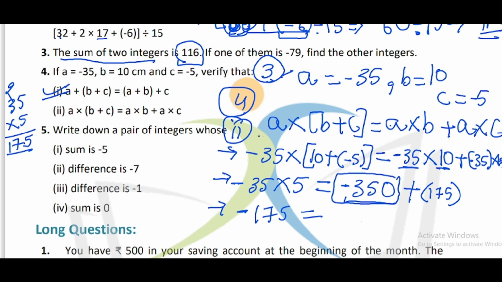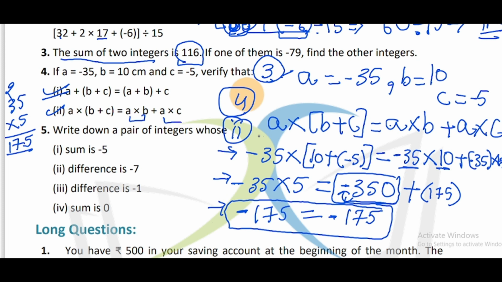add with 175. Both have opposite signs. Then we subtract 350 minus 175, that is 175. Then which one is greater? 350 is greater and the symbol of 350 is minus, then minus 175 is the answer. Then both the left hand side and the right hand side are equal. It means it is verified that A into (B add with C) is equal to A into B add with A into C.